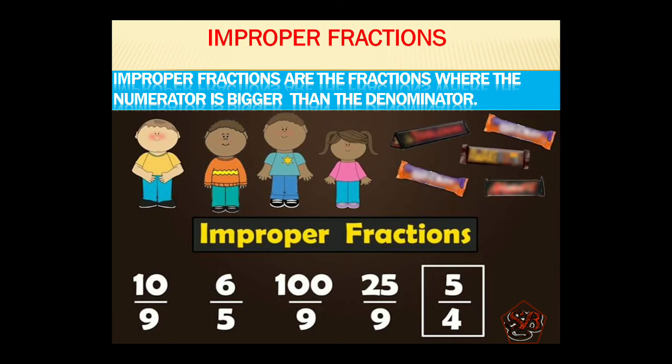Here are the examples of improper fractions. 10 by 9, 6 by 5, 100 by 9, 25 by 9, 5 by 4. In all the cases you can see that the top number, that is the numerator, is bigger than the bottom number, that is the denominator. So all these are improper fractions.